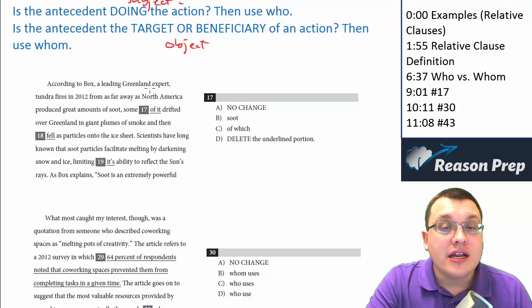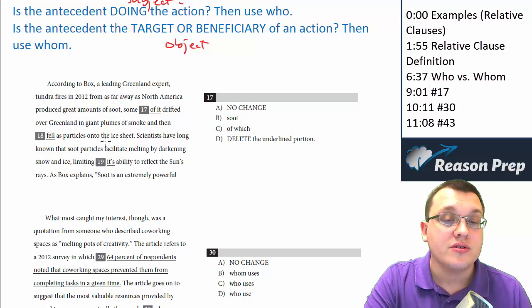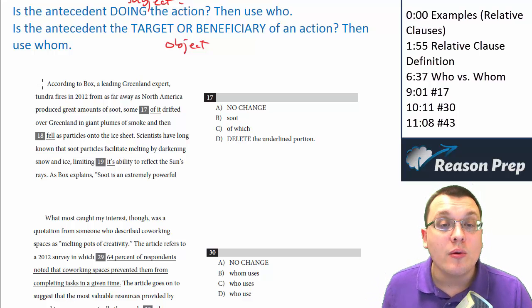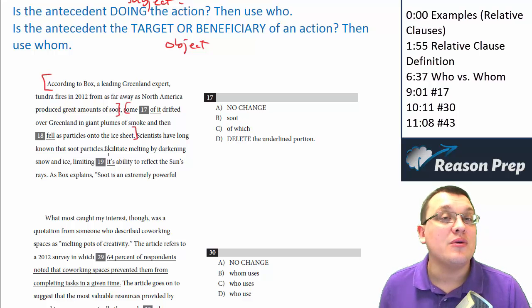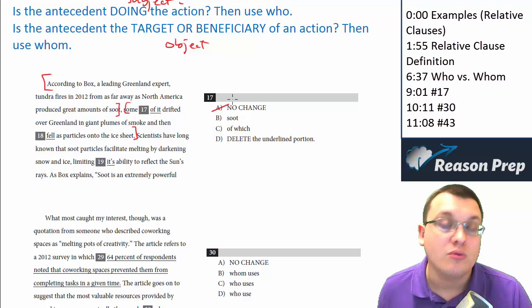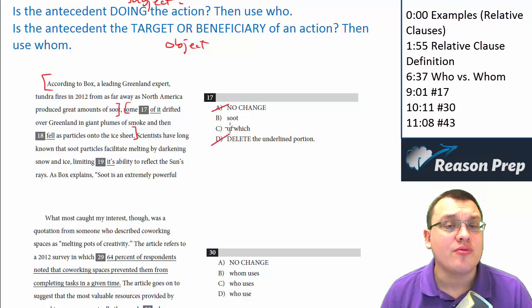According to Box, a leading Greenland expert, tundra fires in 2012 from as far away as North America produced great amounts of soot. Some of it drifted over Greenland in giant plumes of smoke and then fell as particles onto the ice sheet. So here, what we actually have in the original is a comma splice. We've got two complete sentences separated with just a comma, no good. So we get rid of A. If we delete it, we're going to have the same problem.